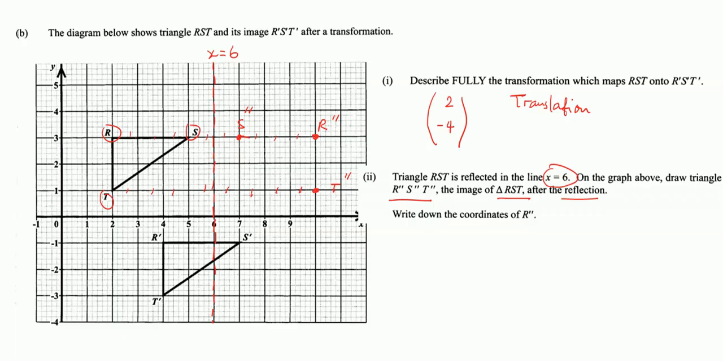So therefore the triangle they want is this triangle that I'm drawing here. So this is the image of RST after it is reflected in the line x equal to 6. Okay?